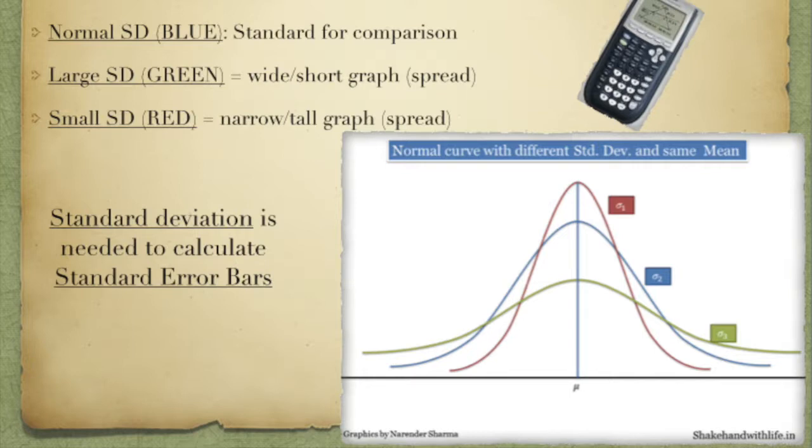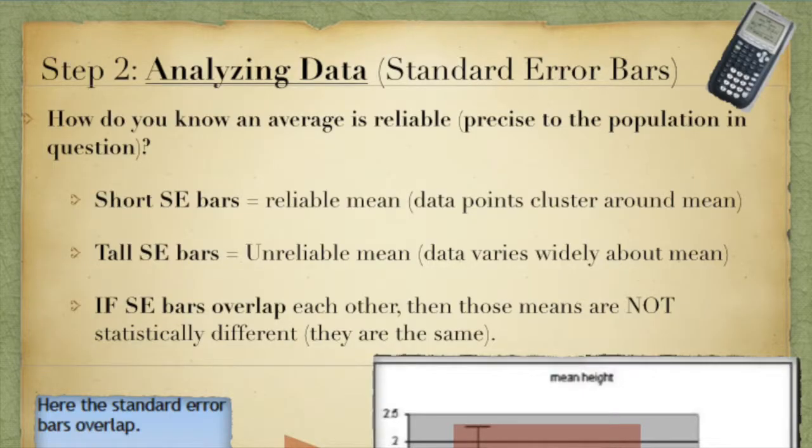So you can measure how good you were at sampling, because again, a good sample should give you about a blue curve, the normal. And we do need this number, the standard deviation, so we can calculate what we're getting to, which is the standard error bar, which is going to give you another nice picture. So to get the standard error bars, well, why do we want it? We want it because this is how we're going to know if our average is reliable. Another way we can know. So we want to know how precise our average is to the larger population.